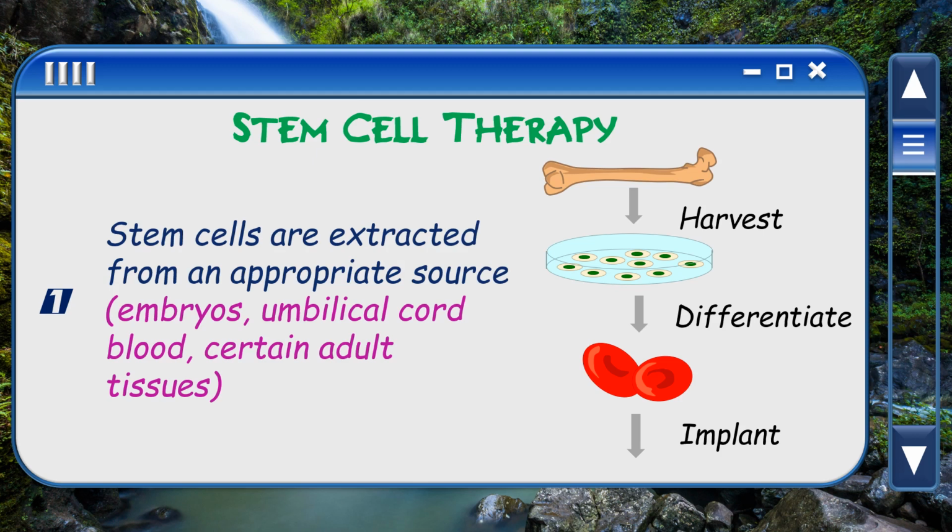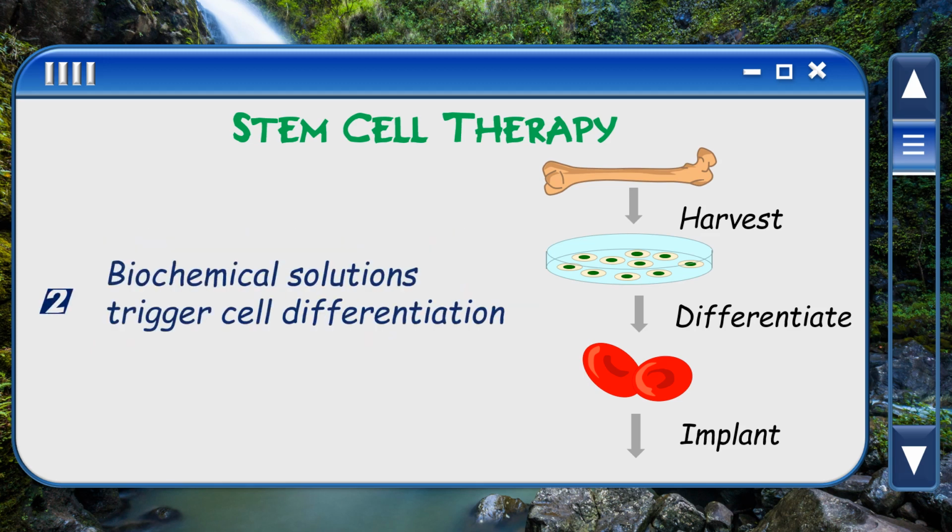Stem cells are extracted from an appropriate source. Appropriate sources include embryos, umbilical cords, blood, and certain adult tissues. We can extract the stem cells from there. And after they are extracted, biochemical solutions will trigger cell differentiation.